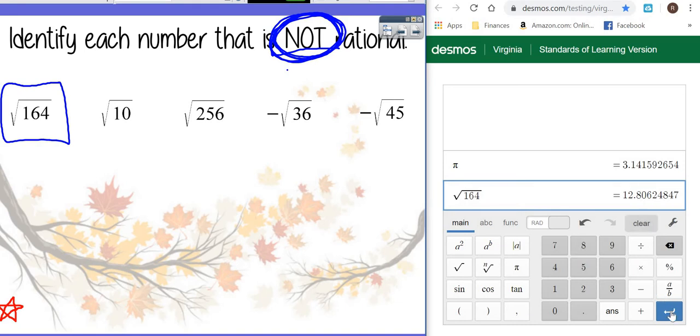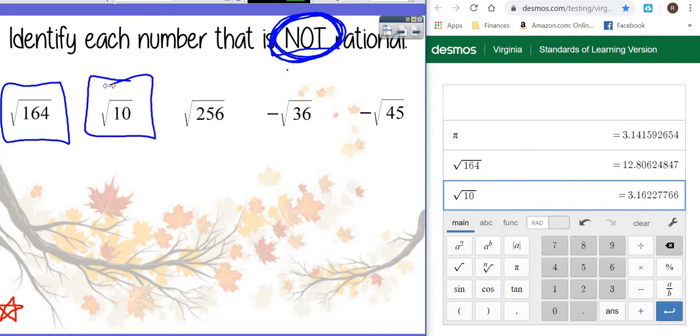So let's go ahead and try our next number. Let's try the square root of 10. Again, that guy is going on forever. There is a pattern of numbers repeating, but it's not a repeated pattern. It's something different. So this is definitely not rational.